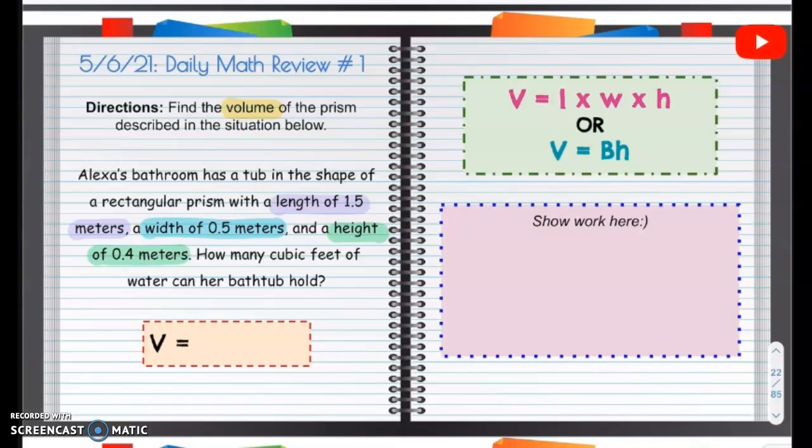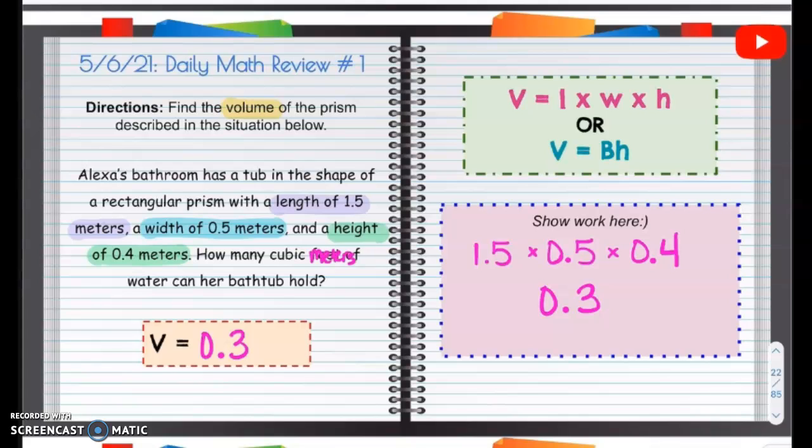So guess what? All we have to do is multiply these numbers. So let's go ahead and multiply. Here we go. So we have 1.5 times 0.5 times 0.4. So if we multiply, we have 1.5 times 0.5, and then multiply that by 0.4, and you will get 0.3, and that is going to be, should be cubic meters, my bad.